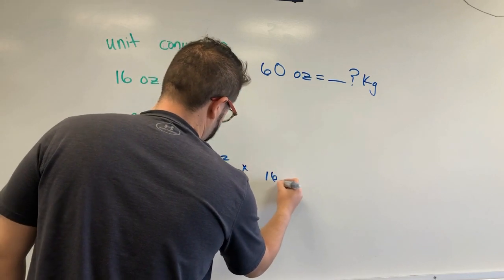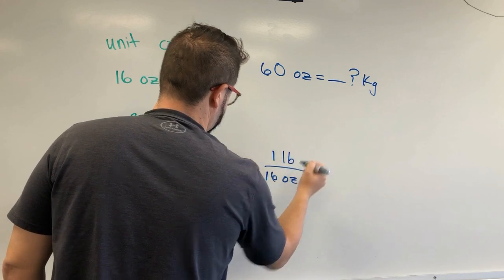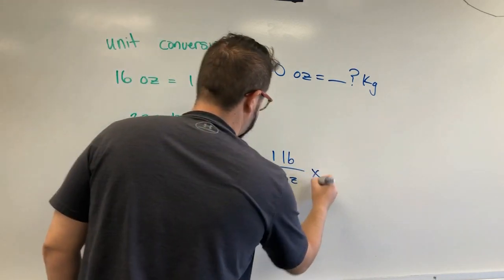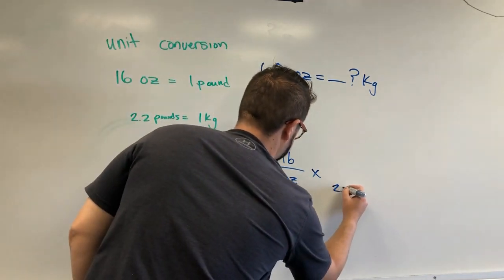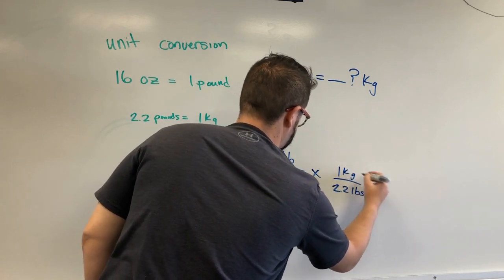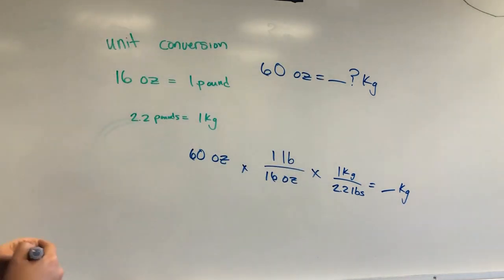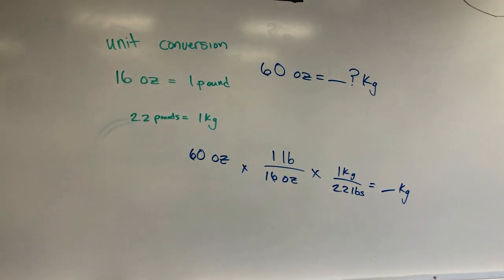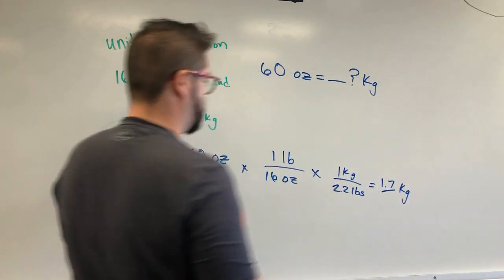And so I need to cancel out the units. So I put ounces at the bottom and pound at the top. So the ounces will eventually cancel out. Next, I know that 2.2 pounds equals 1 kilogram. I put pounds at the bottom again, and then kilograms at the top. So my final answer will end with the units kilogram. And so then you do the math, right? So 60 times 1 over 16 times 1 over 2.2. You put it in a calculator and you see that it ends up with 1.7 as the final answer.